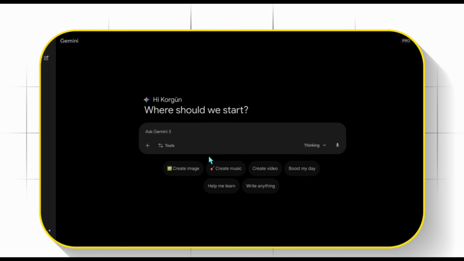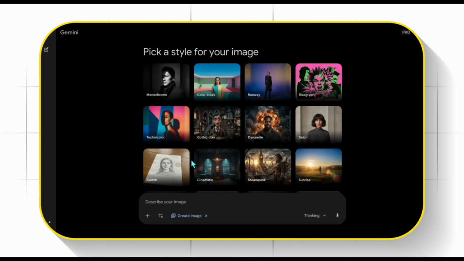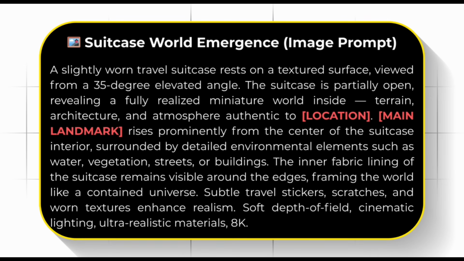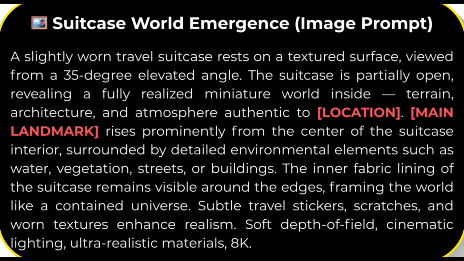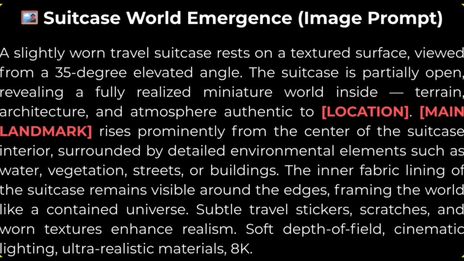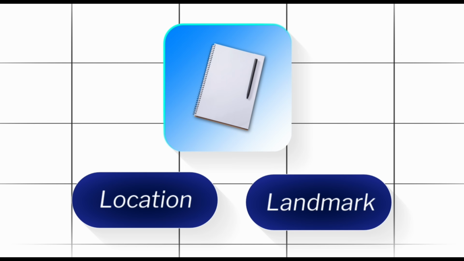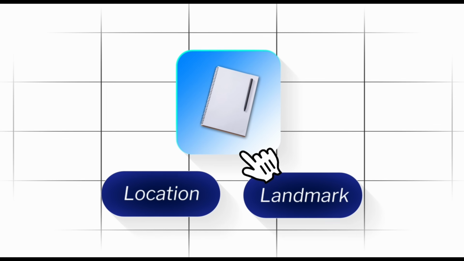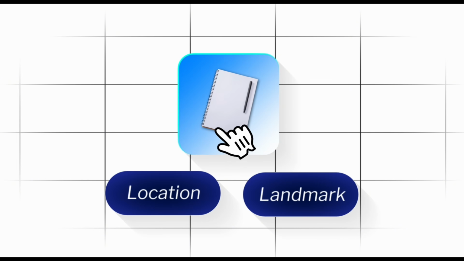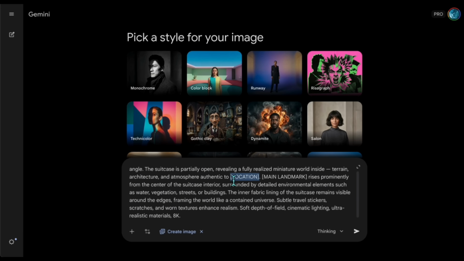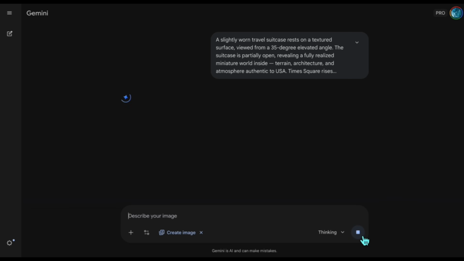Let's open Gemini and click Create Image to start using Nano Banana 2. Here is the first prompt of this video. Suitcase World. The image prompt has two variable slots, location and main landmark. Drop those in and the rest of the scene is fully handled by the prompt. I paste the prompt, set the location to USA and the landmark to Times Square, and hit Generate.